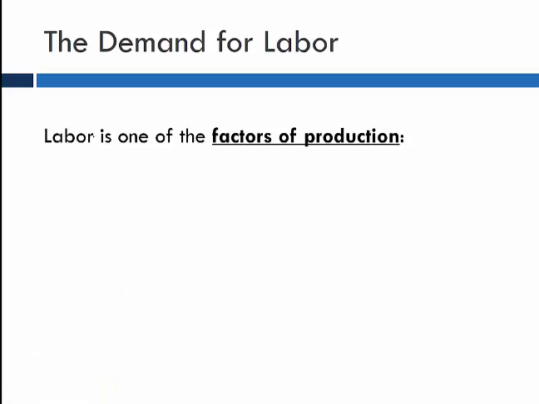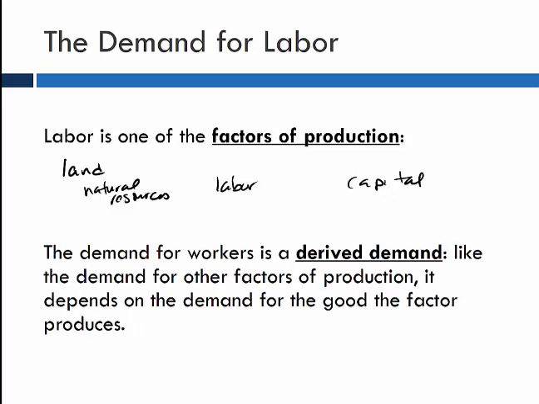the factors of production. So our factors of production are land or natural resources, labor, and capital. So what we're talking about here really applies to all three of these, but we're going to talk mostly about labor. So the demand for labor, or the demand for workers, is a derived demand, which means, and really any of these factors are derived demand.